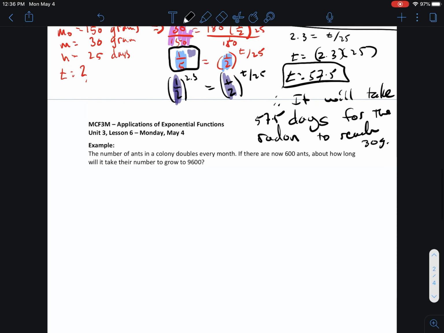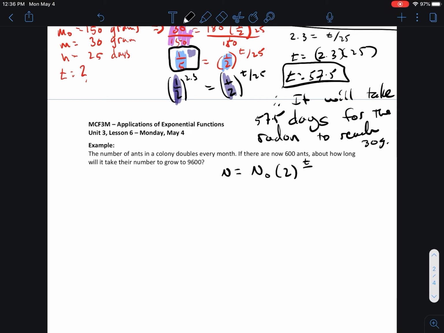I'm going to leave the last question as kind of an extra. There's not a lot going on here, except you're going to do the same thing and try to solve for something in the exponent, I'd imagine. The number of ants in a colony doubles every month. If there are now 600 ants, how long will it take for the number to grow to 9,600? Because I maybe messed up the last question, I'll actually do this one cleanly.